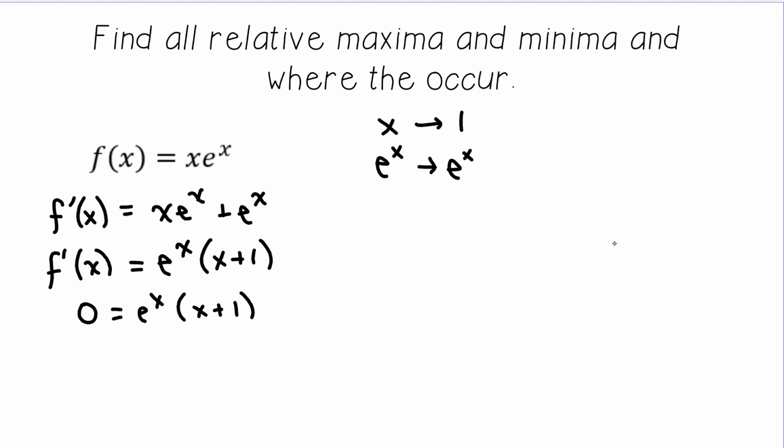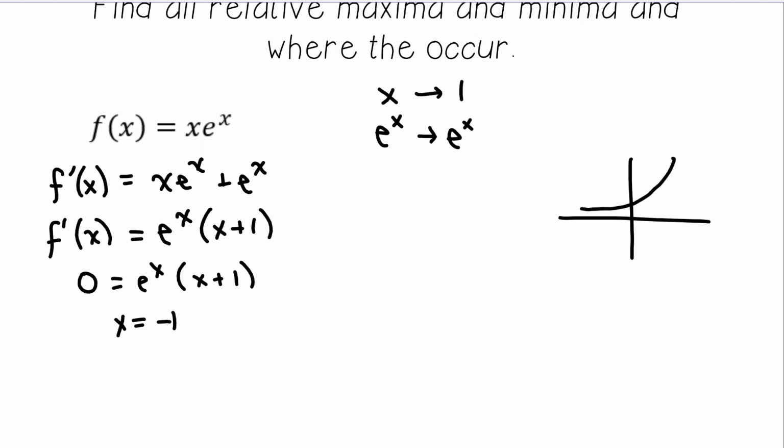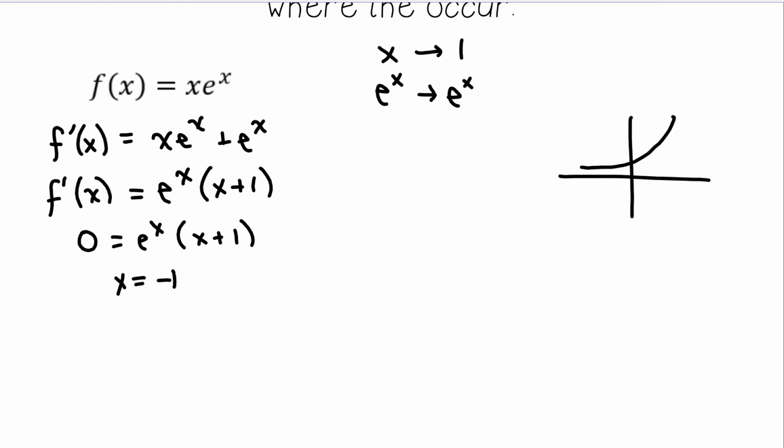If you guys remember the graph of e to the x, it looks like this. E to the x will never equal 0. So I only have to focus on when x plus 1 equals 0, which is at x equals negative 1. So the next thing I'm going to do is find f double prime of x. F double prime of x is probably easier to find using the factored form. So again, this is a product rule, so I'm going to set up my two pieces here.